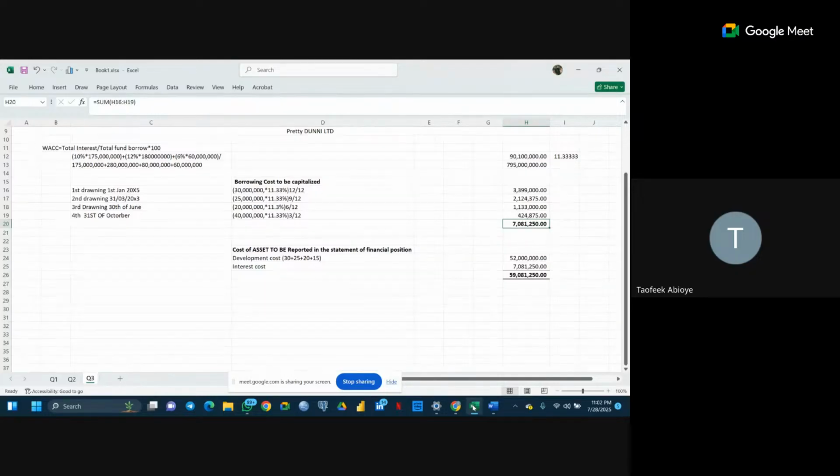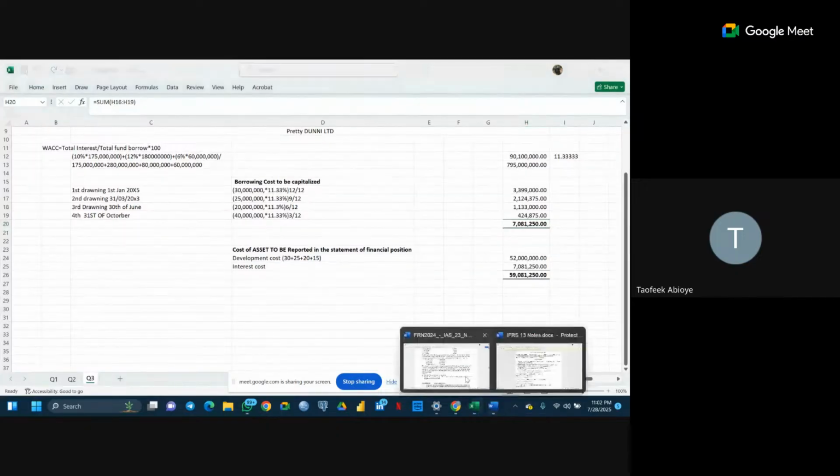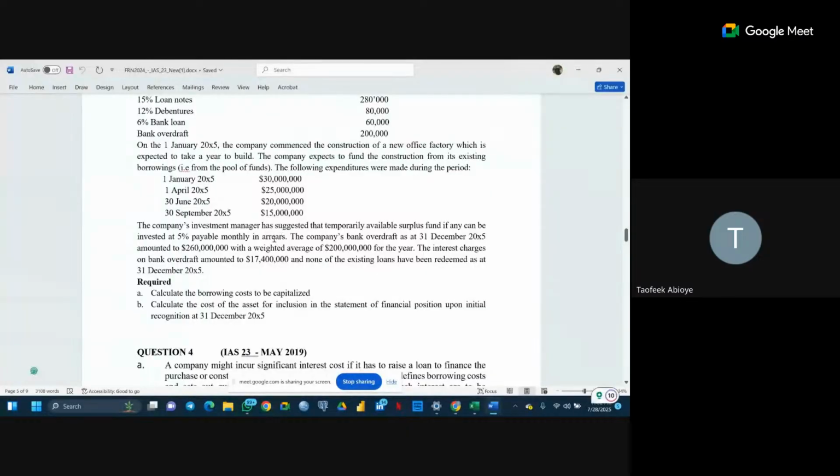The company approached a bank and they borrowed 55 million. Very straightforward, no question, nothing. Why this particular company? We are told that it's a highly geared company, which means that the company is being financed with a lot of debt, with a lot of sources of debt. So here they have different sources of borrowing.